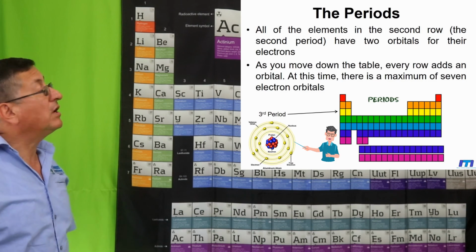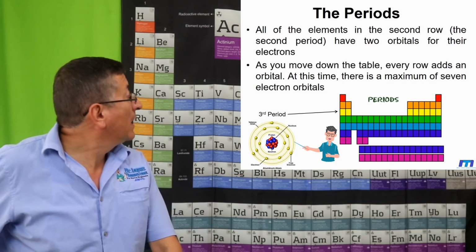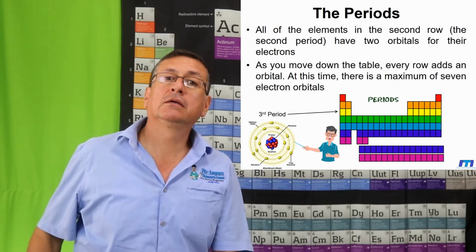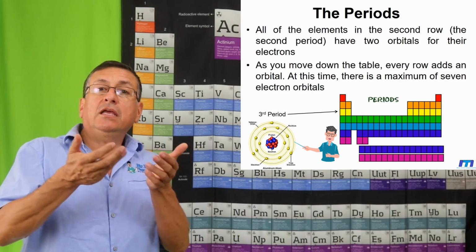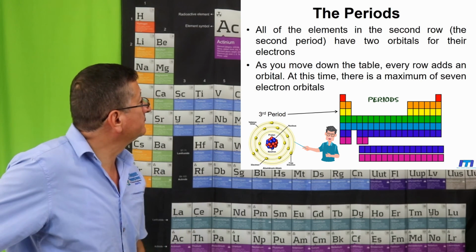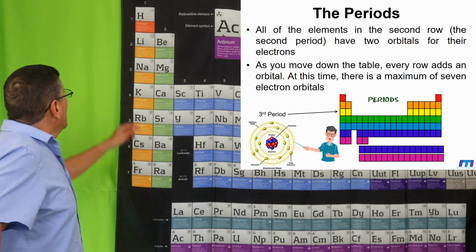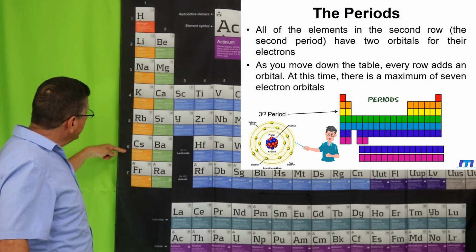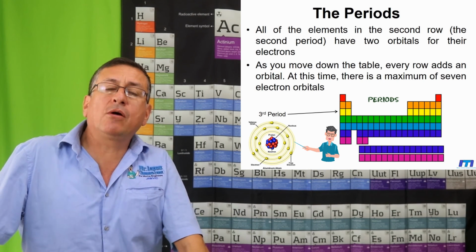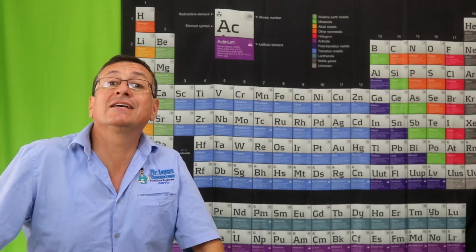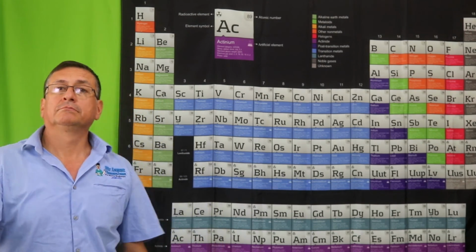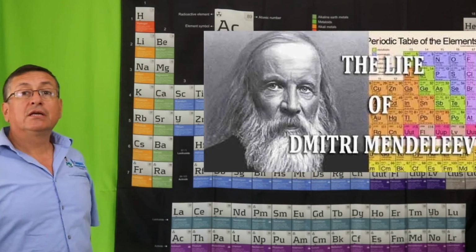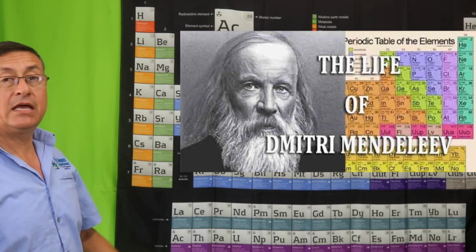Let me check. Aluminum has 3 orbits. Aluminum has 3 electrons in the last orbit and 10 in the previous 2 orbits. Yeah? 1 orbit, 2, 3, 4, 5, 6, 7 orbits. The maximum amount of orbits for each atom is 7. Okay? This is the organization. Dmitri Mendeleev organized the periodic table according to those parameters, with the amount of electrons in the last orbit and with the amount of orbits.